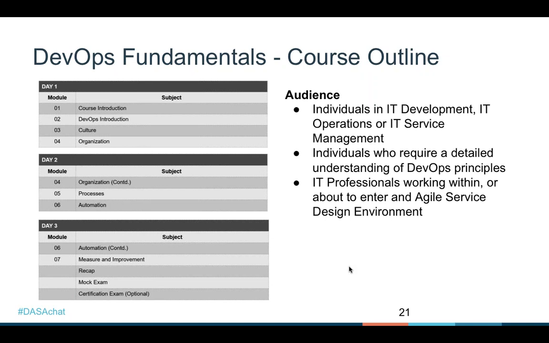And at the end of the first day, in the afternoon, there's time to practice, have a recap, and also take the exam. So this makes the 3-day course complete in the sense that after the 3-day course, people have the opportunity to be certified DevOps Fundamentals immediately.